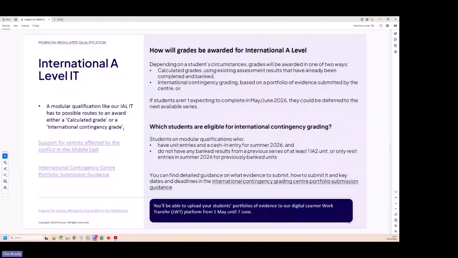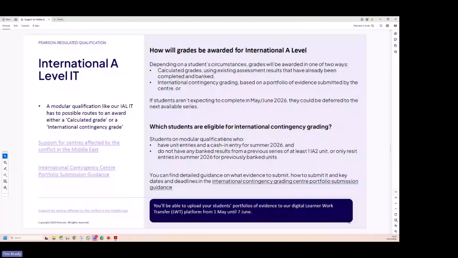If you don't have sufficient banked units, and the majority of delivery processes be that you would still have 2 to do, the most likely process that you'll be going through will be the international contingency grading process again. And for that, you'll be able to upload your portfolios again from the 1st of May.